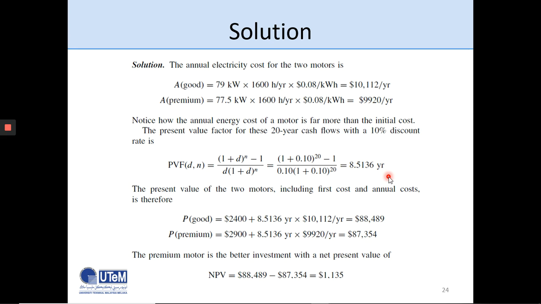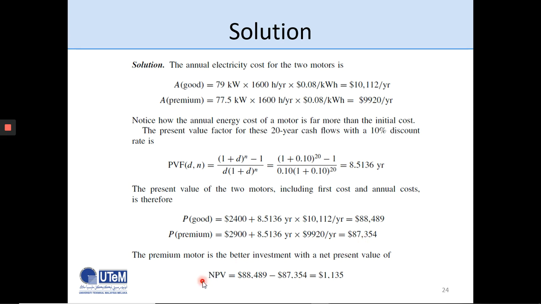So this is the equivalent present value function for 20 years time and 10% discount rate. Now we multiply. First, we have 2,400 plus the present value function of 8.5 years times 10,000 per year. This is the value that we get, 88,489. While for premium, we need to pay extra, but when we multiply 8.5 years times 9,920 per year, we get 87,354.